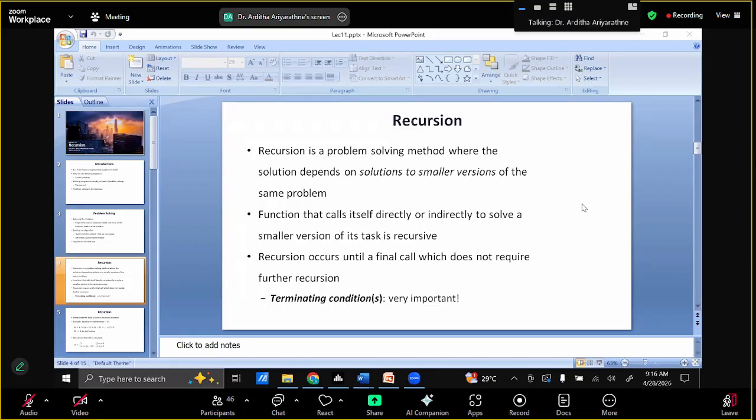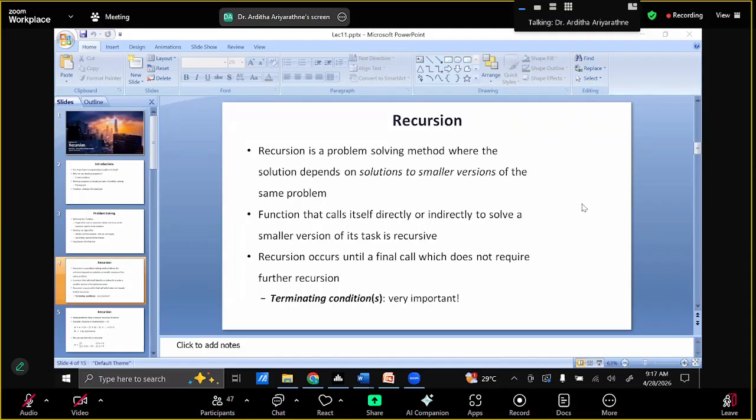In programming also the same. If we have a bigger problem, giving a solution for a bigger problem is very difficult. But if it is a small problem, just like if we need to get the total of two numbers, very easy.